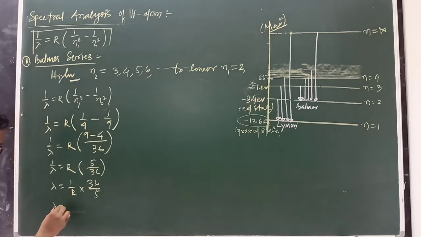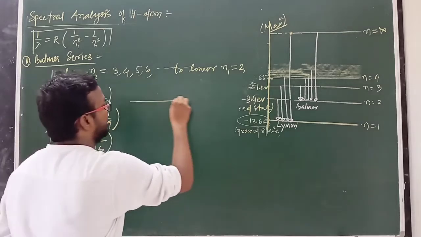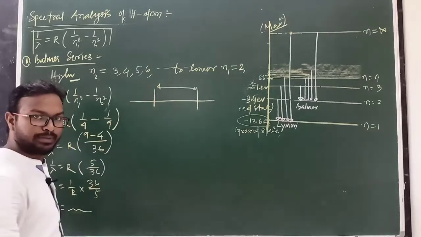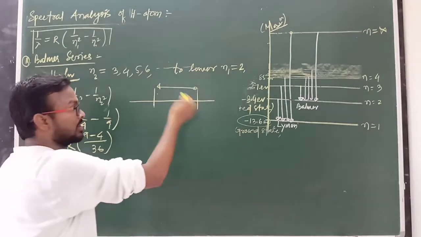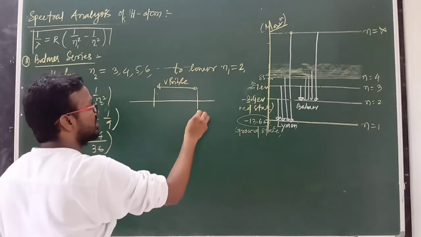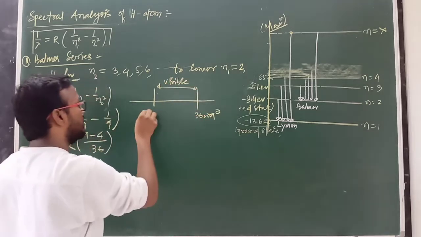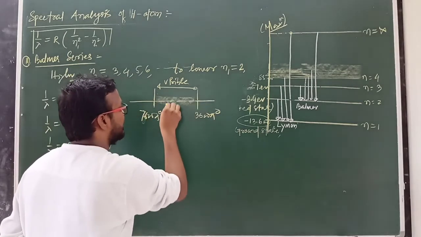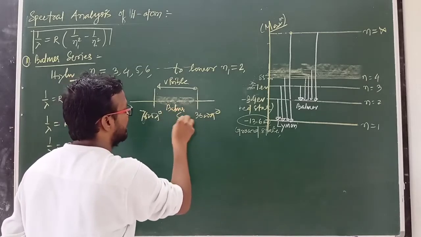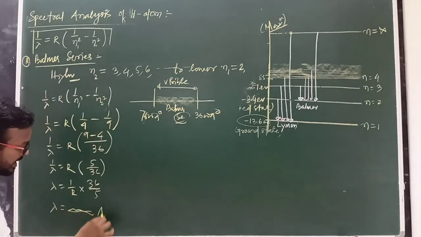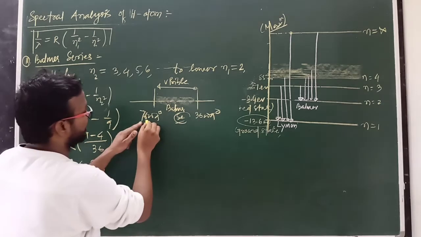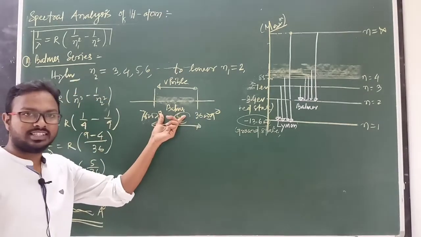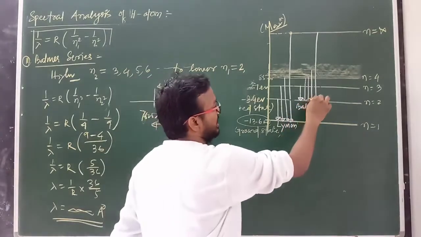Clear? If you solve this relation, you will get the lambda, there is a spectrum, and this spectrum is known as visible. This is the visible region of the electromagnetic spectrum. This region is visible to us, with wavelength 3600 angstrom to 7600 angstrom, and this region is the Balmer series. If you solve this relation, you will get a wavelength which lies between 7600 angstrom and 3600 angstrom. This is visible to us. Clear? So this spectrum is known as the visible region.